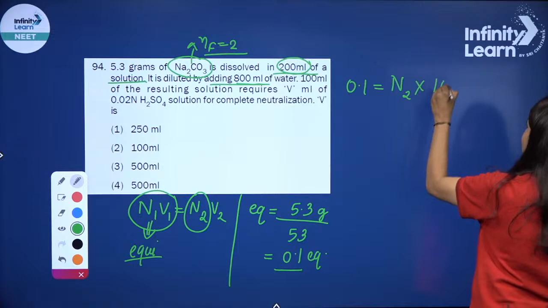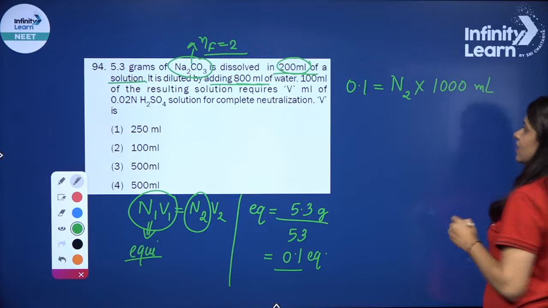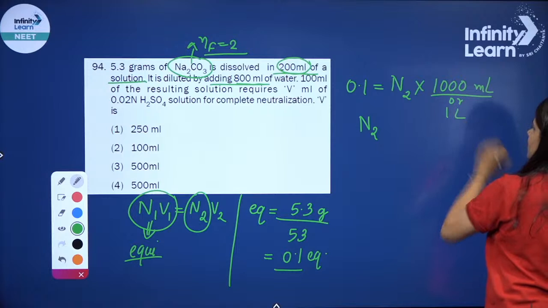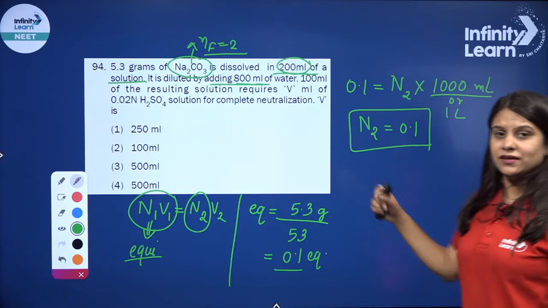This will be in ml. Right? So, what will be N2? Converting it to liter, or I can write 1 liter. So, N2 will be 0.1, because in normality, the volume should be in liter. Remember this. So, N2 is done.